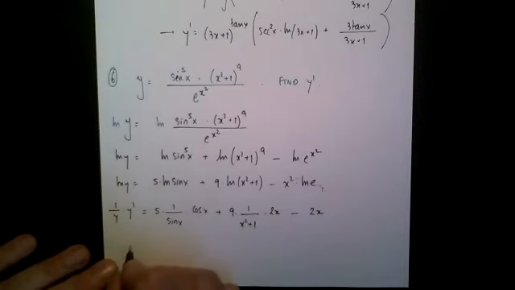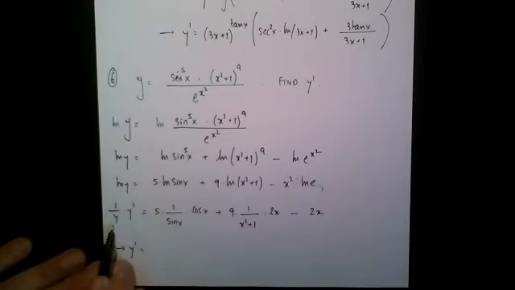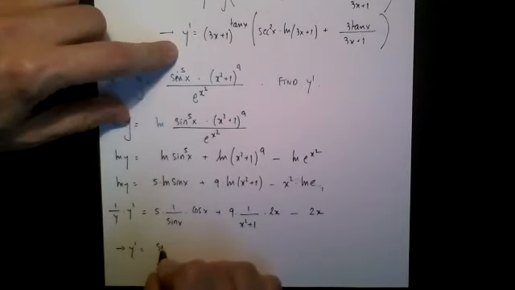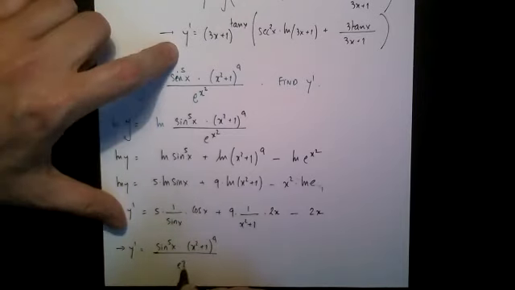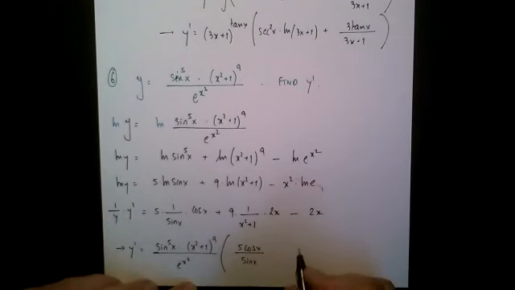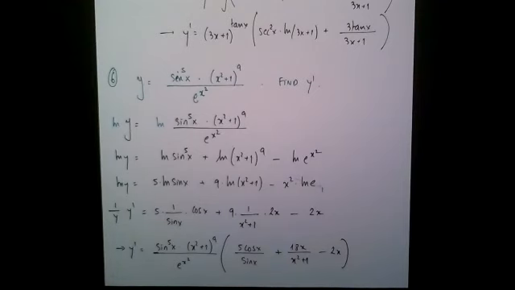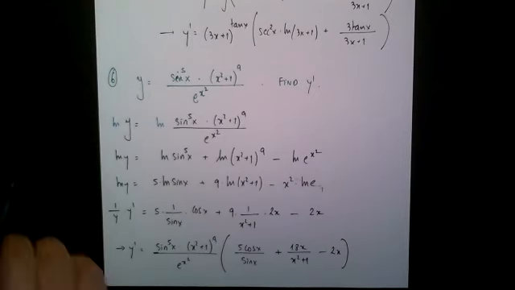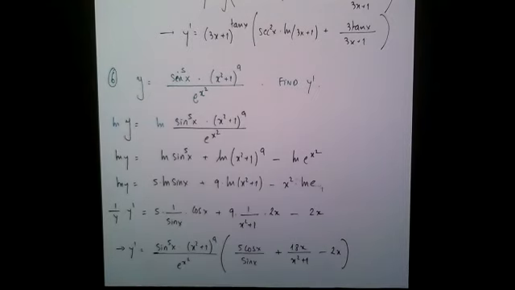I just need to isolate y prime. So y prime is y, which is all this, sine 5x times x squared plus 1 power 9 over e to the x squared, times all this: 5 cos x over sine x plus 18x over x squared plus 1 minus 2x, and that's my answer. Okay, any questions?